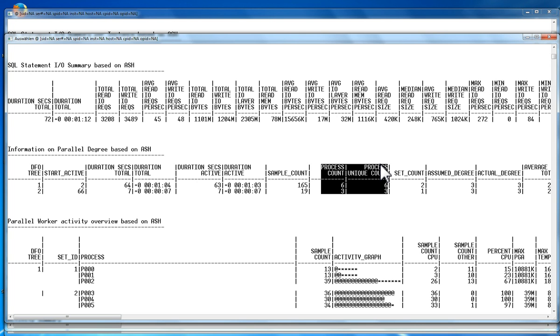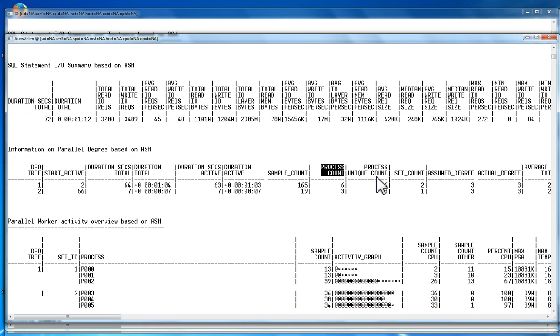And each time a parallel slave gets allocated, the same logical parallel slave name might get reused, like this P000 stays the same, but the serial number will change each time it is reallocated. And therefore this process unique count, if this is greater than this process count, it means that although the name stayed the same, the parallel slaves got reinitialized. And the difference between these two numbers should simply give you an idea how often these reinitializations might have happened.